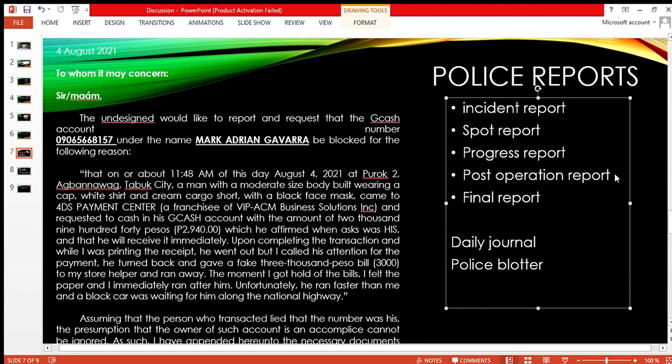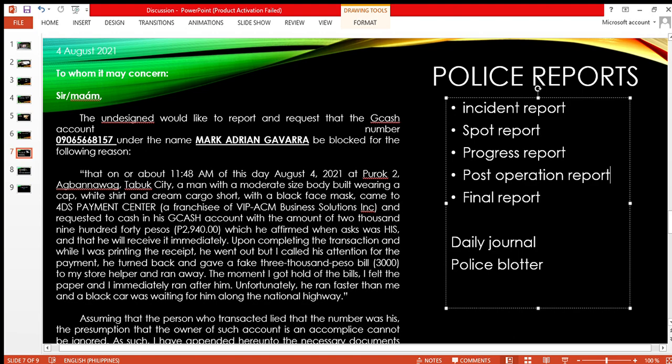Progress report. Post-operation report usually is being prepared after a successful operation, police operation. Yung pagkatas, halimbawa, may raid kayo na isang bahay, drug den, supposed drug den. So after, if that's a success operation, the person in charge that is tasked to do the report has to prepare a post-operation report.